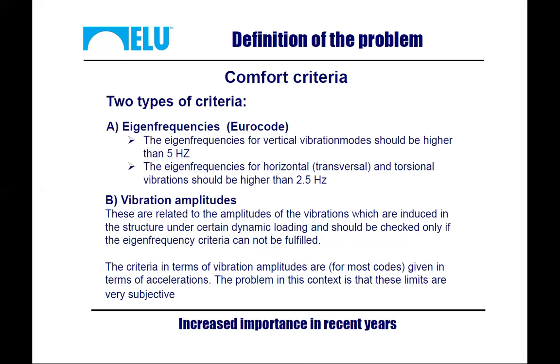We have also another criterion which refers to the eigenfrequency for horizontal or transversal and torsional vibrations. We say we are much more strict here, and we will see in a short while why. We are stricter here. We require the horizontal and torsional vibrations to be higher than 2.5 Hertz.